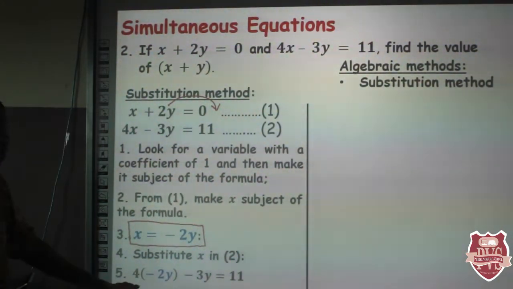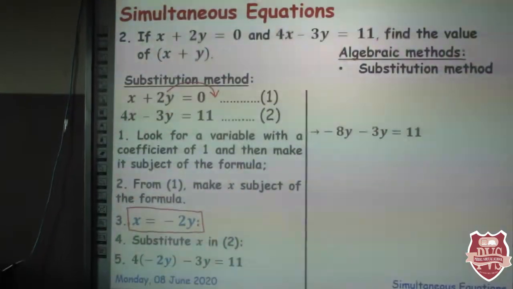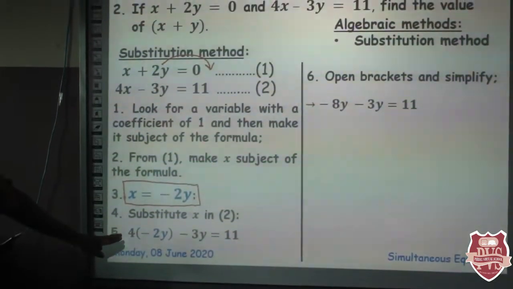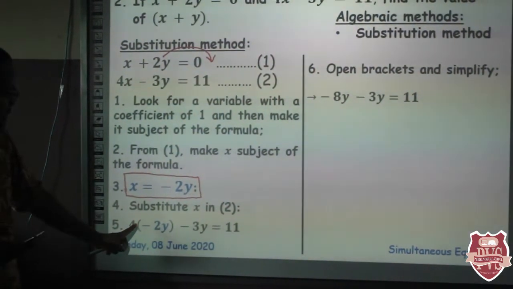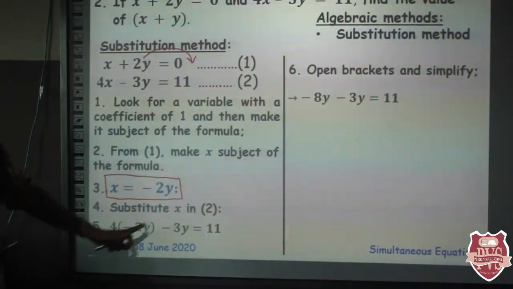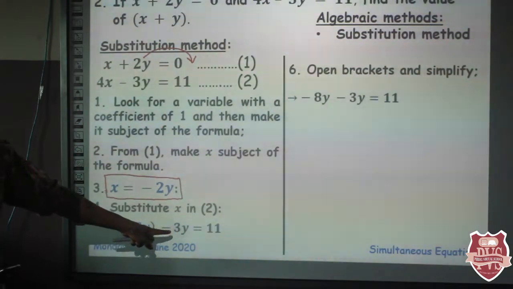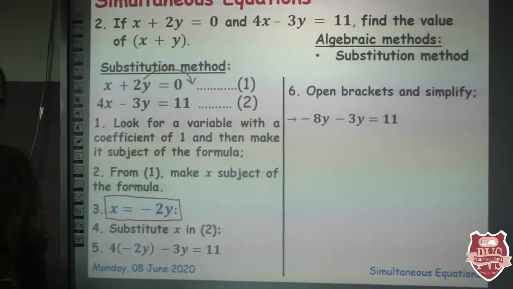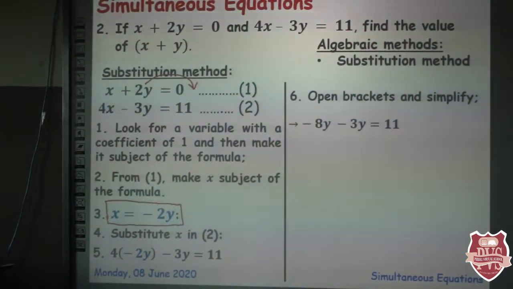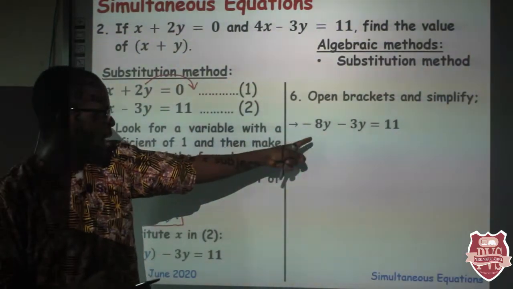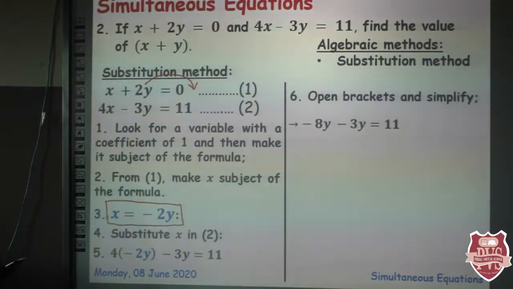And so from here, you open the brackets, collect like terms, and then you simplify. Okay? So you open the brackets and simplify. When you open the brackets, 4 times minus 2y gives minus 8y. And then minus 3y is equal to 11. And of course, minus 8y minus 3y gives minus 11y.